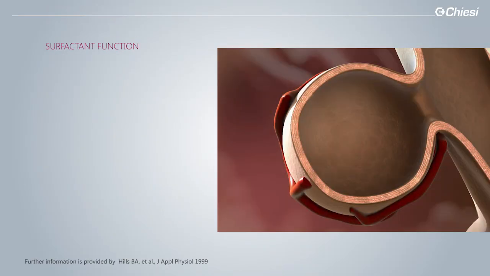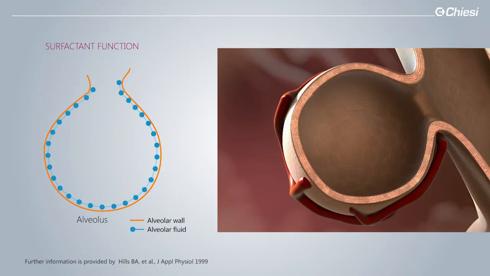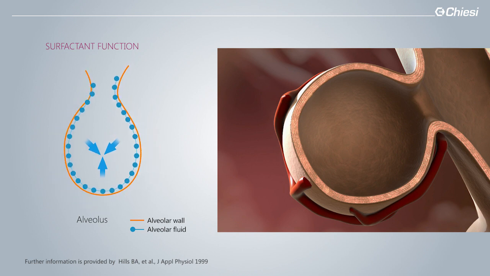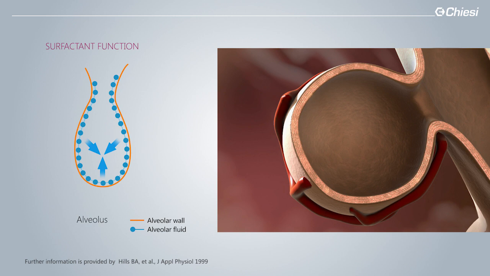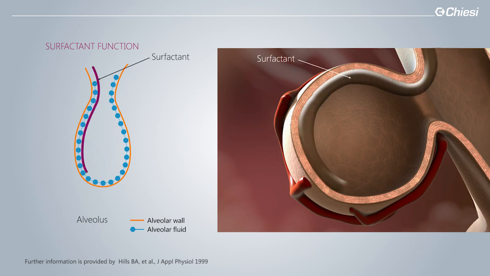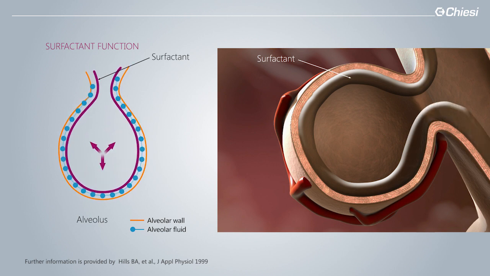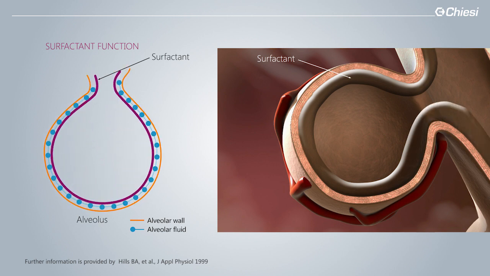The alveolus has a force, which is called surface tension, that is acting towards the closing of the alveolus. It's a force directed towards the center of the alveolus. So surfactant is over there creating such a film, trying to reduce surface tension, as you may see in this animation, and to keep the alveolus open.